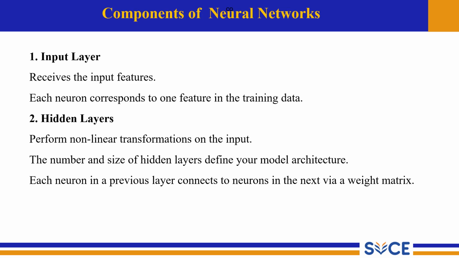Fundamental components of neural networks. In this we will see four layers. First one is the input layer, second one is the hidden layer, third one is the activation layer, and the final one is the output layer. First, the input layer. The input layer is responsible for receiving the input features. Each neuron in this layer corresponds to one feature in the training data.